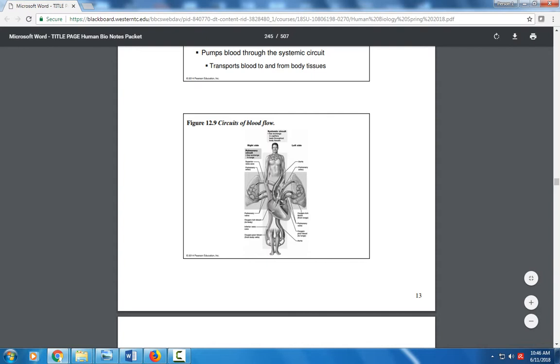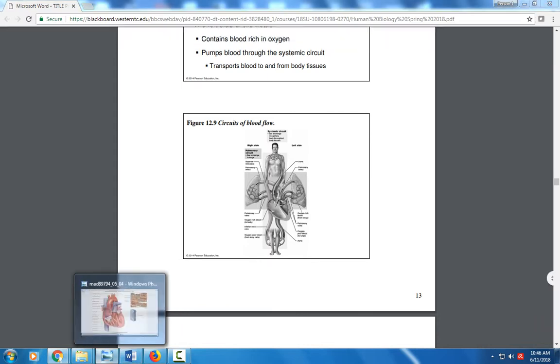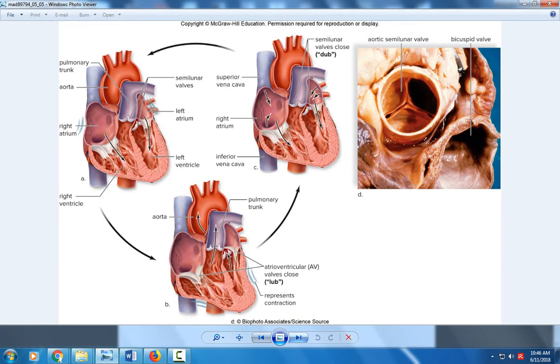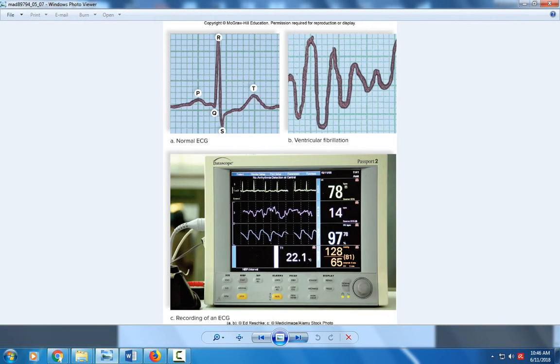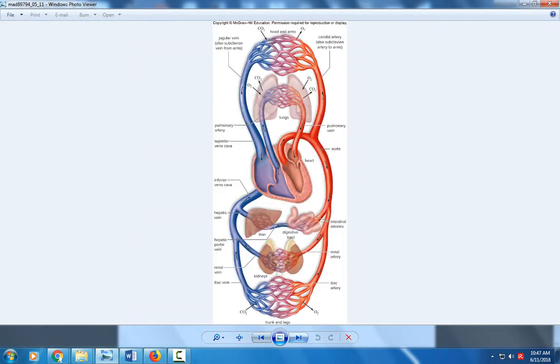And I have a video animation to show this as well, but you have this nice picture in your textbook on page 102. It shows the flow here.